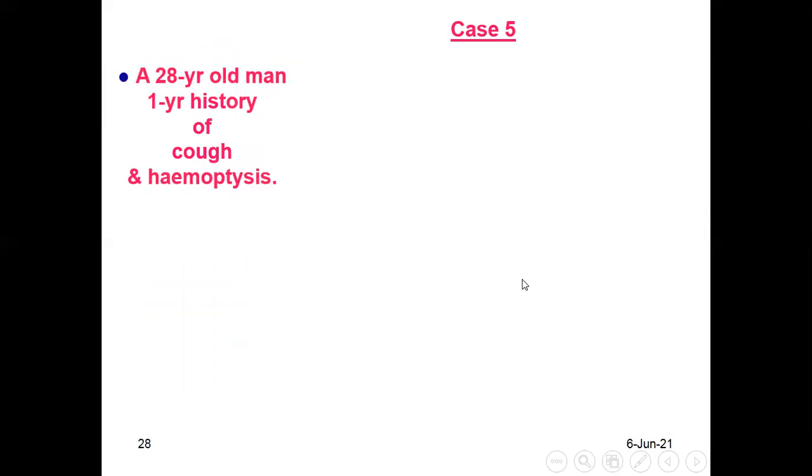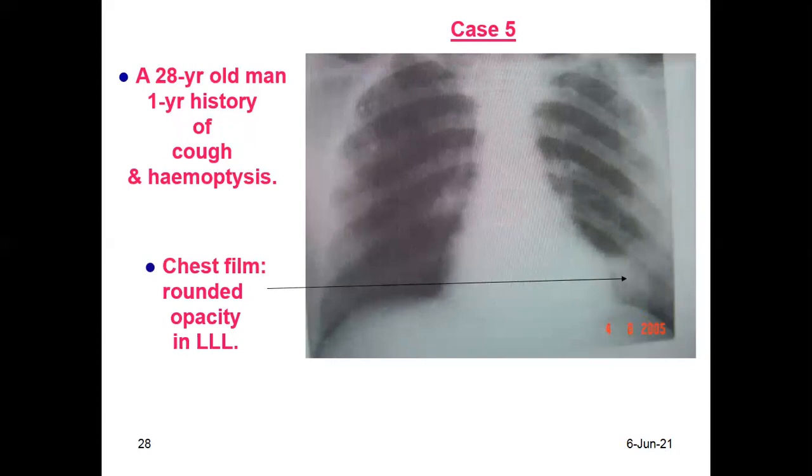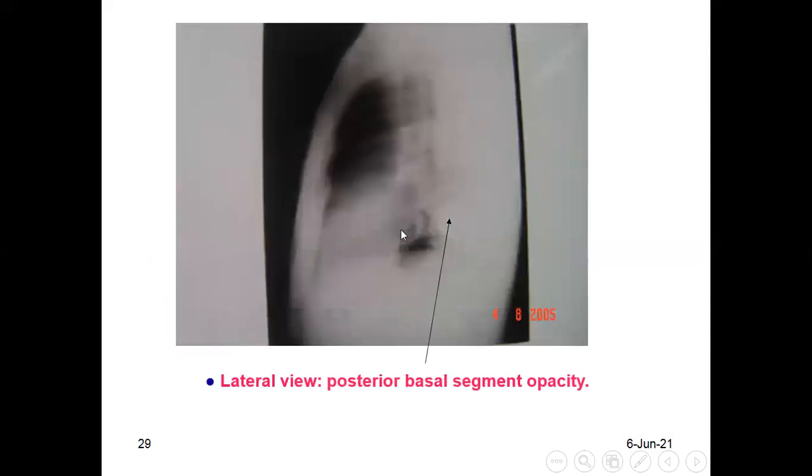The fifth case was a 28-year-old man who had presented with a 1-year history of cough and hemoptysis, and the plain X-ray of the chest showed a rounded opacity in the left lower lobe. The lateral view showed the location of the opacity in the posterior basal segment of the left lower lobe.